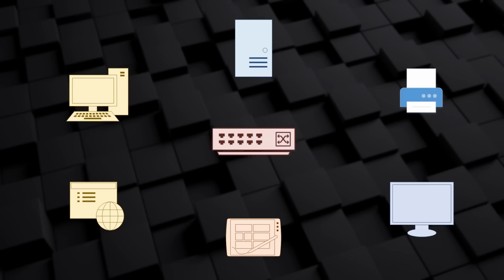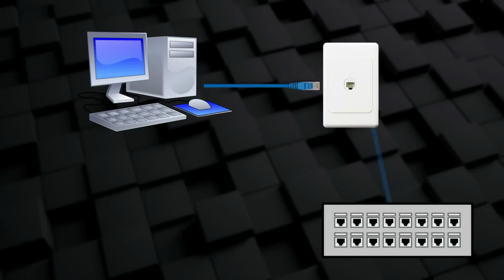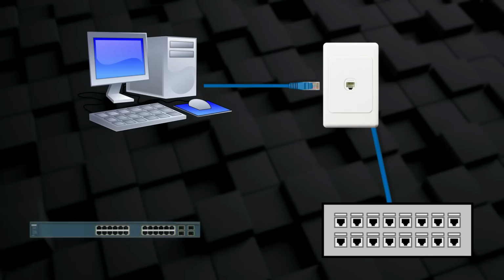For all of these devices to communicate, they need to be connected together somehow. One way is to plug cables into the devices and connect them to another device called a switch. An example is in a school's computer lab. In this case, a computer in the lab connects to a wall socket with a cable. Another cable runs through the wall, which comes out at a patch panel. This may be in a cabinet on the wall somewhere in the room or in another room entirely. The port on the patch panel then connects to the switch.